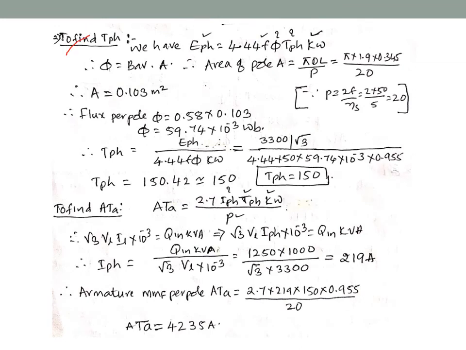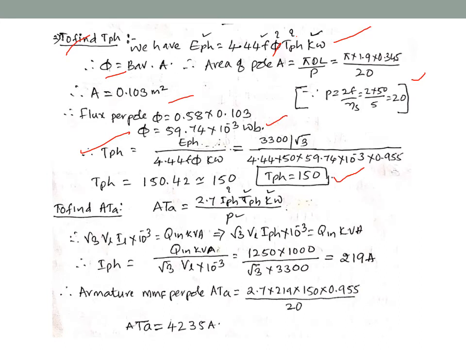So to find TPH again we have to use this equation. Again this TPH is unknown, phi is unknown. So phi you find out using this equation. Phi comes out to be this one. Okay, again here I have found out P. This area is this much. So flux per pole will be 59.74 into 10 raised to -3 Weber. So substitute this phi in this one, find out TPH. So here TPH comes out to be 150.